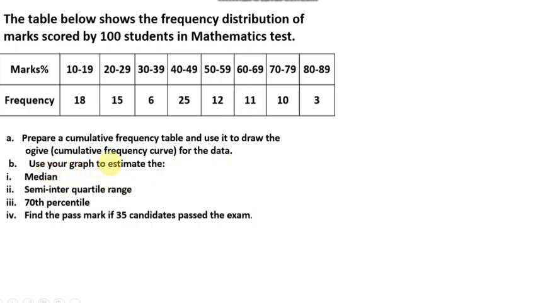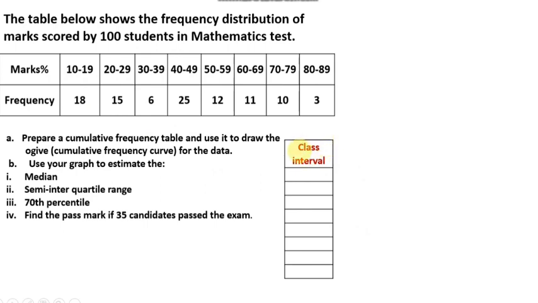Use your graph to estimate the median, semi-interquartile range, the 70th percentile, and we also want to find the pass mark if 35 candidates passed the exam. So what we are going to do is recreate this table to get the cumulative frequency table. I'll start with the marks or class interval.